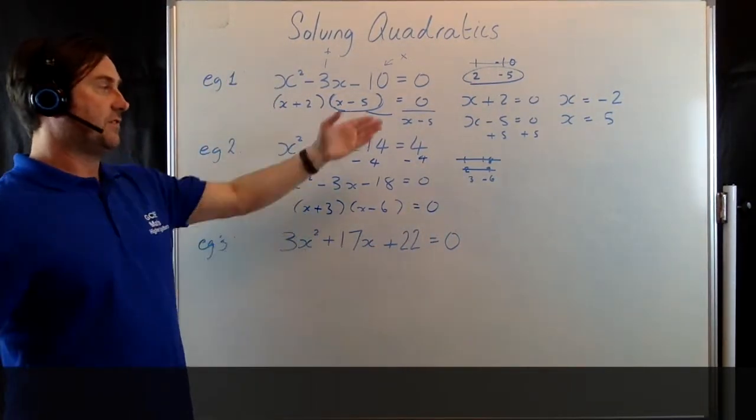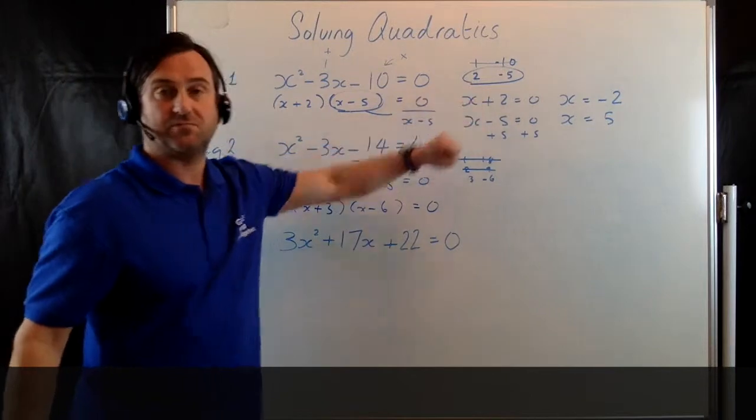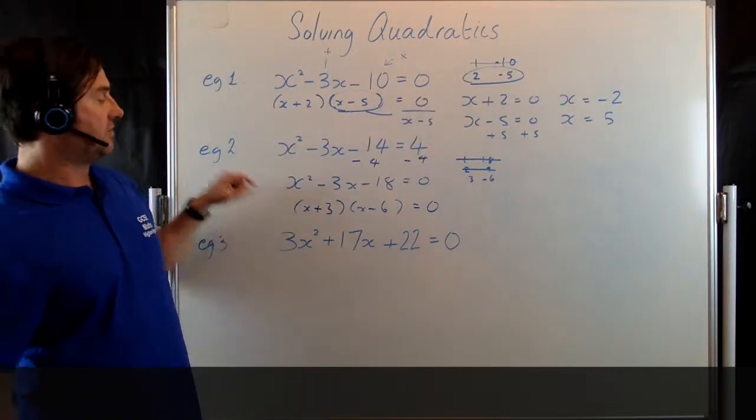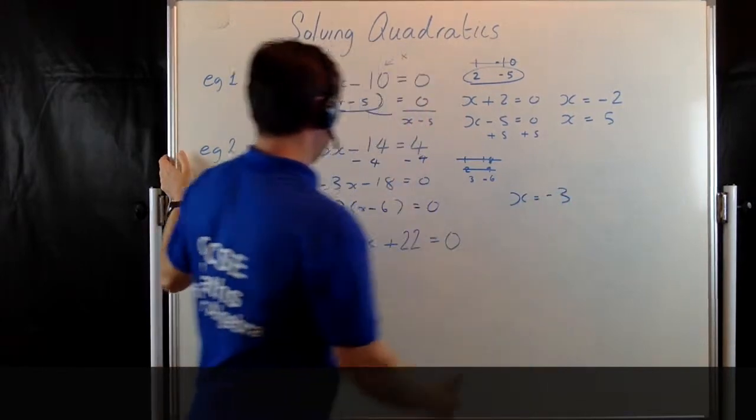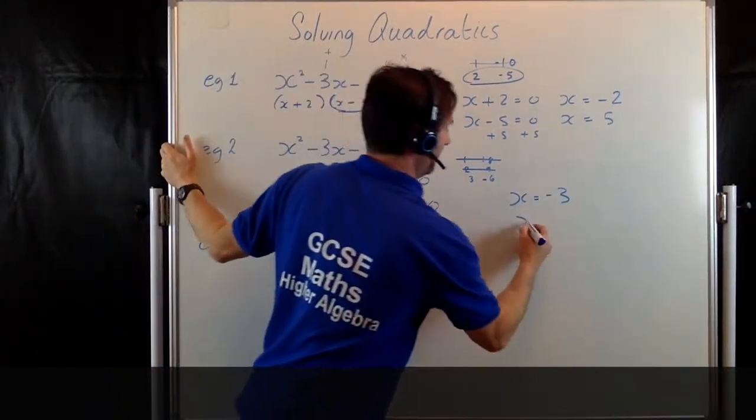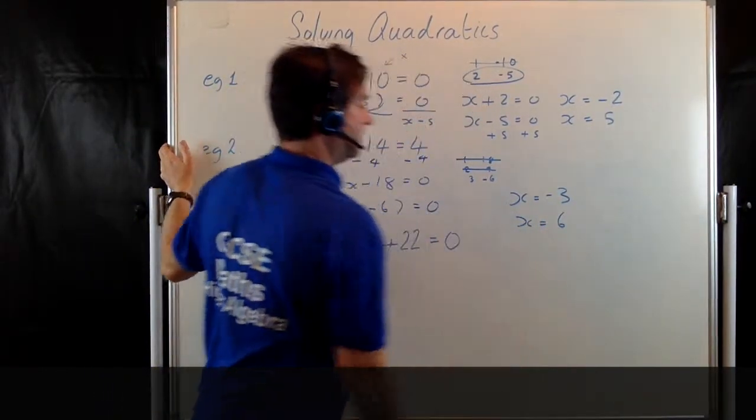And like I said for the first one, we don't have to go through this procedure. You just change the signs. So x equals negative 3 and x equals positive 6.